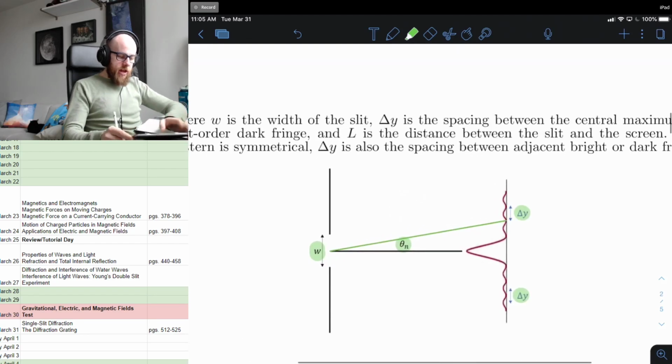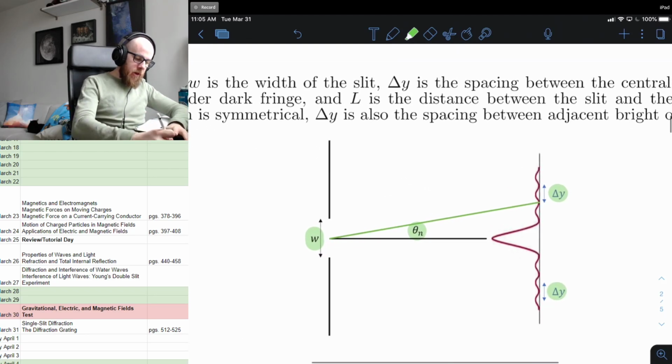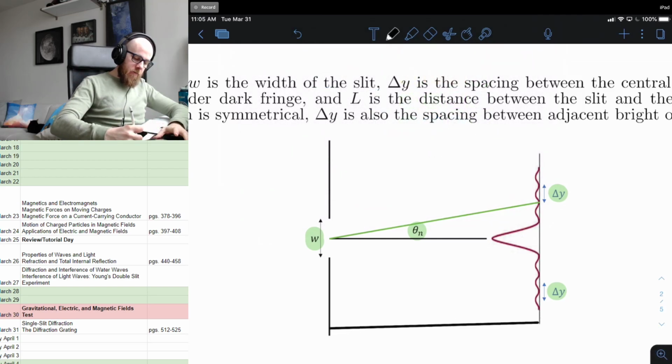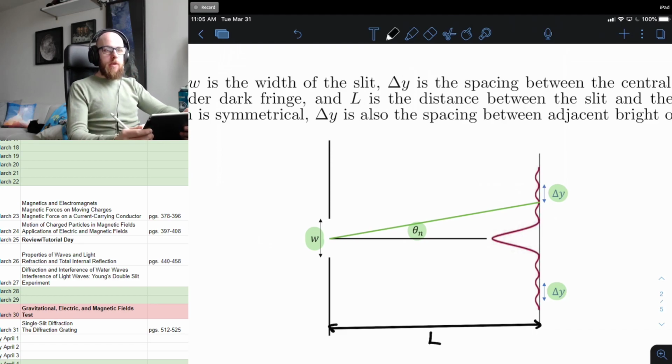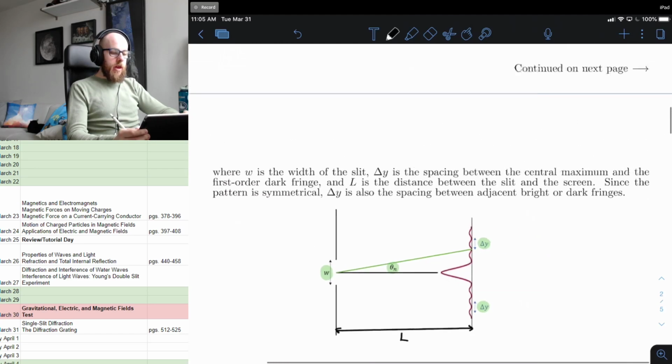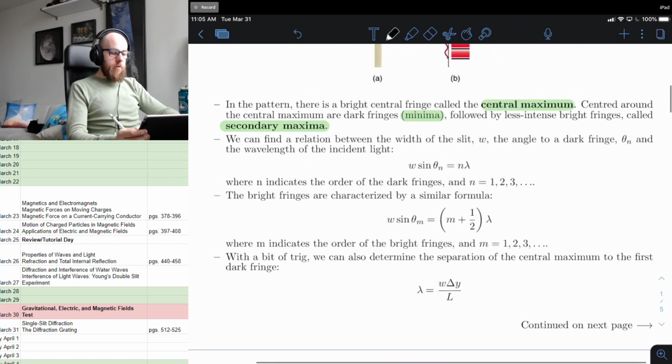Oh, and last, I don't think I have it printed on this picture, but we're also going to be using the distance from the slits to the screen. We're going to be calling that L, and I think that's the same definition as we had for the double-slit experiment as well. Okay, so let's walk through these formulas really quickly.